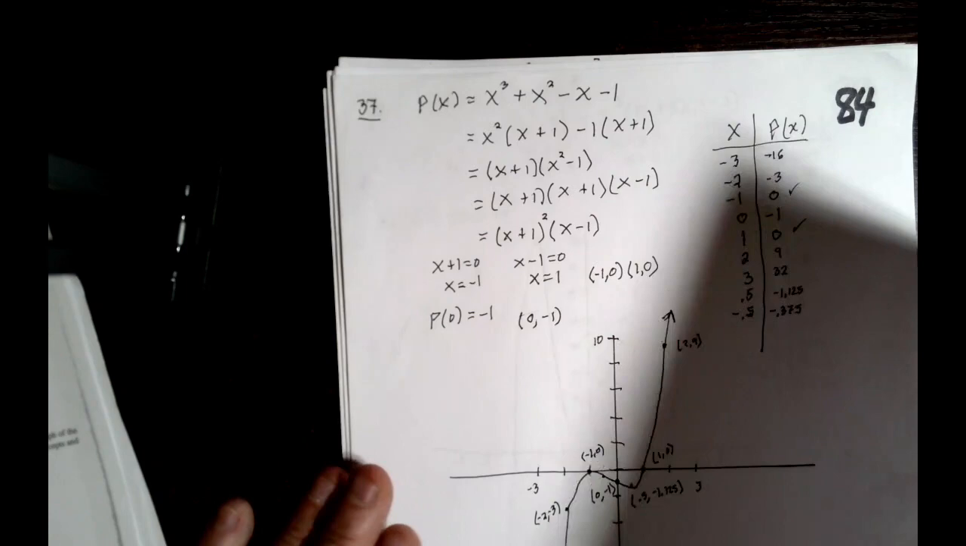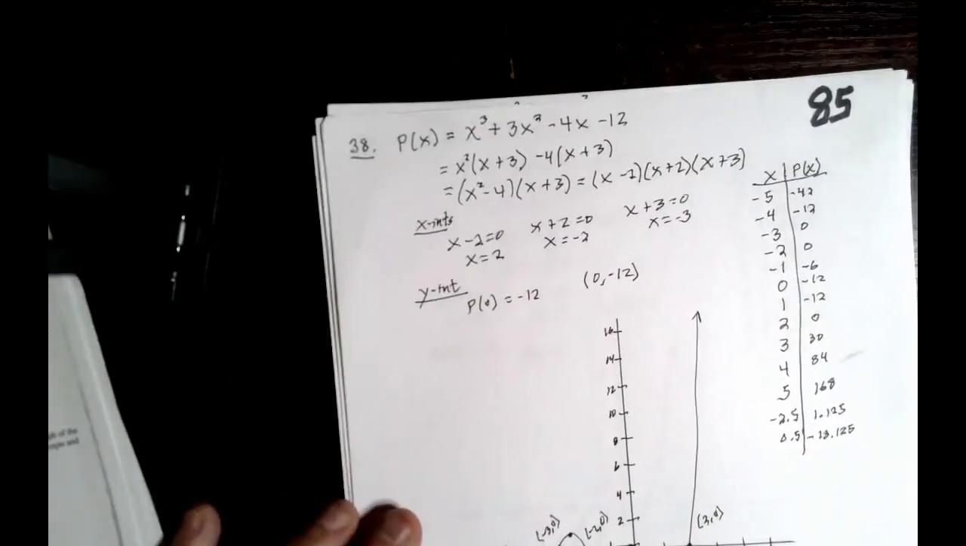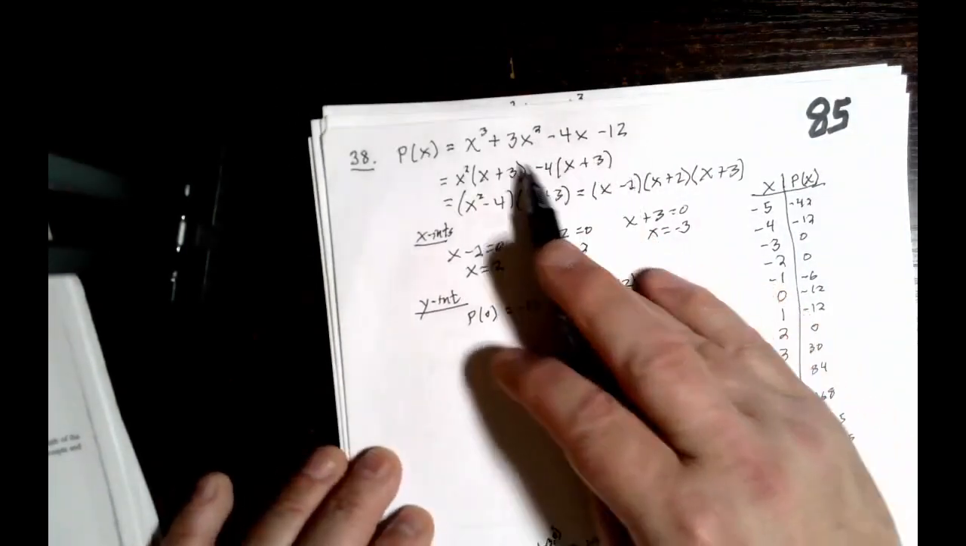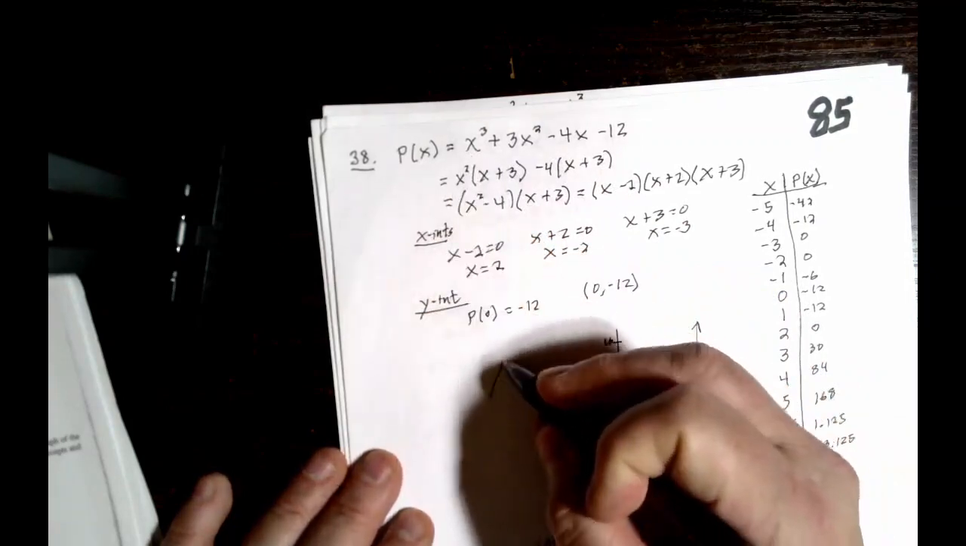And I plotted my points there. Number 38. Okay, you've got degree 3. A is positive 1, so it's going to look like x cubed.